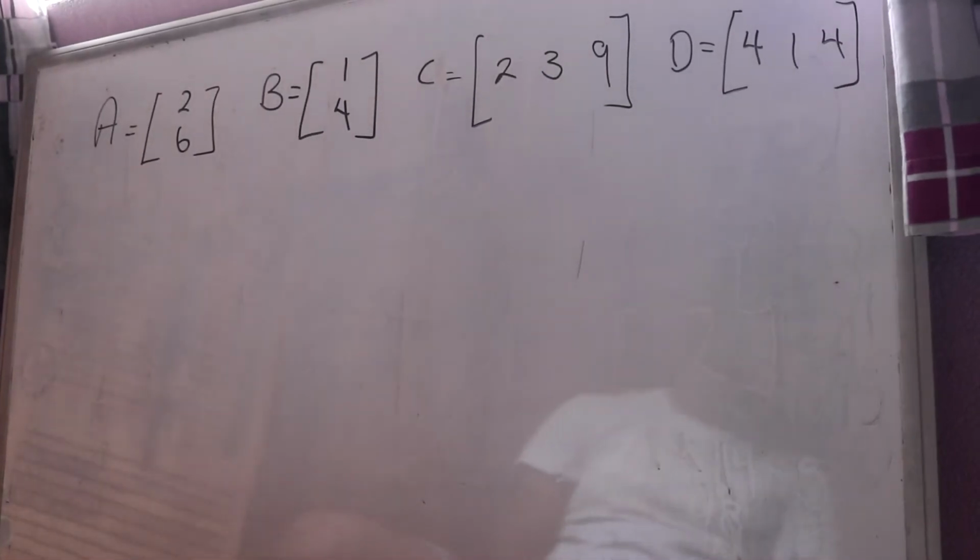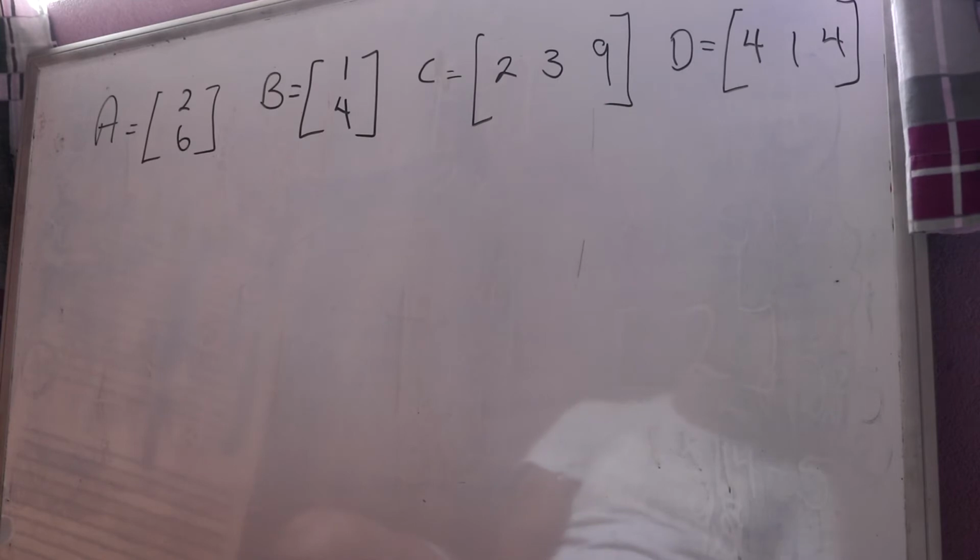Now, we're going to look at adding and subtracting matrices, because the simple rule is you can only add and subtract matrices that have the same size or the same order. So we have 4 different matrices on the board: matrix A, matrix B, matrix C, and matrix D. Let's go ahead and find the size or the order of each of these matrices.